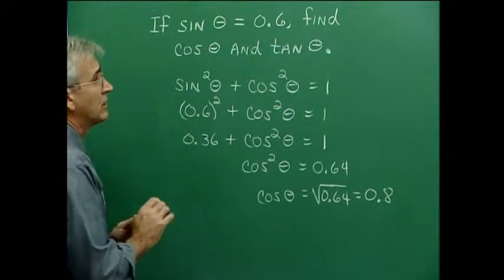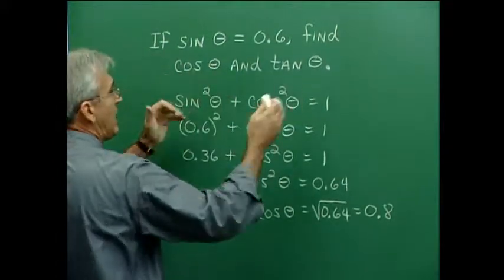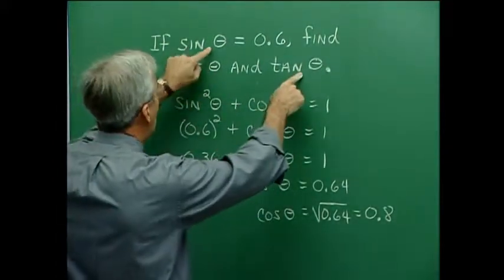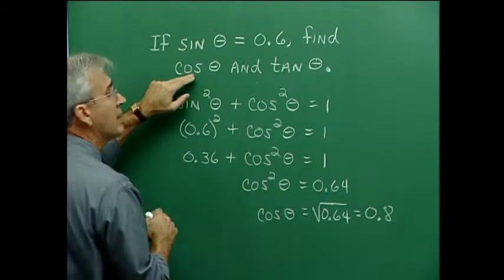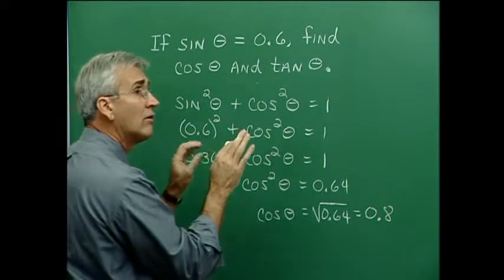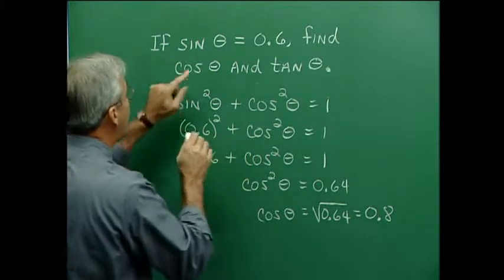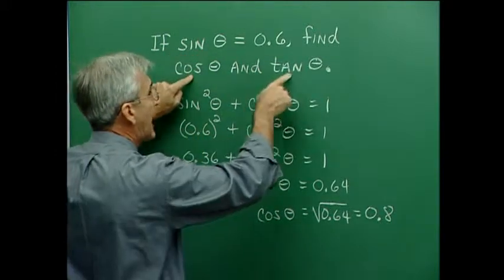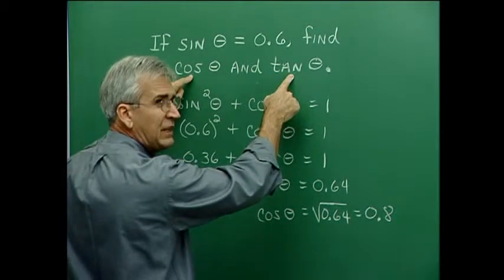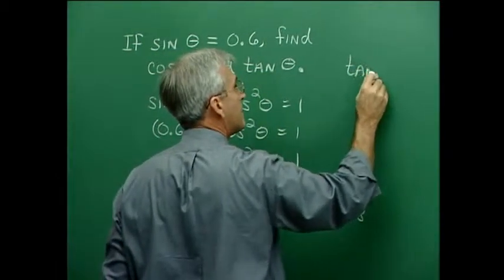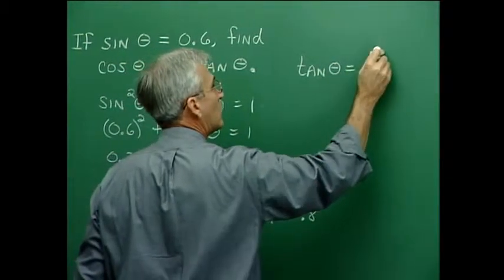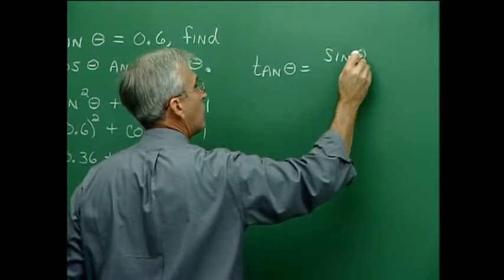Now let's find tangent theta. Well, one way to find tangent theta might be to look for an identity involving tangent and sine, but we've already calculated cosine theta, so we can involve an identity that has sine theta, cosine theta, and tangent theta in it. And that's pretty easy. That's the one that is tangent theta equals sine theta over cosine theta.